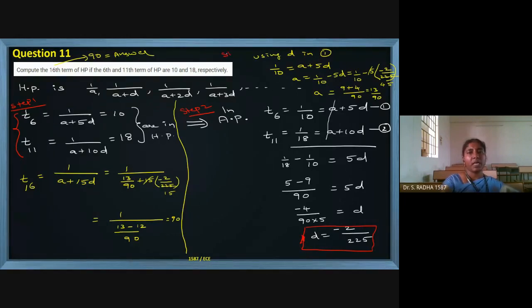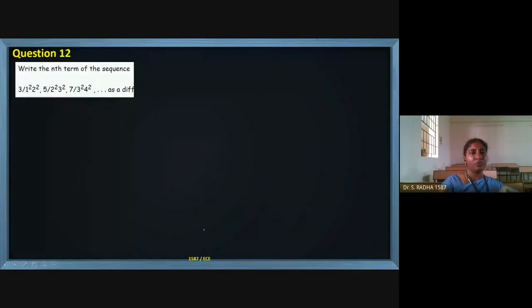In step 3, I am substituting the d value in order to find the a value, and I calculated the a value as 13 by 90. Now I am coming to step 4. I have finally found the 16th term in the harmonic progression, and I substituted the values of a and d. The final answer is 90. This is the method we have to follow.